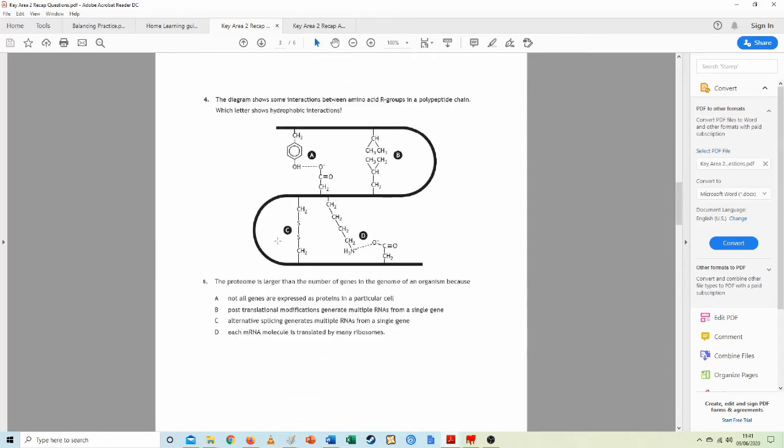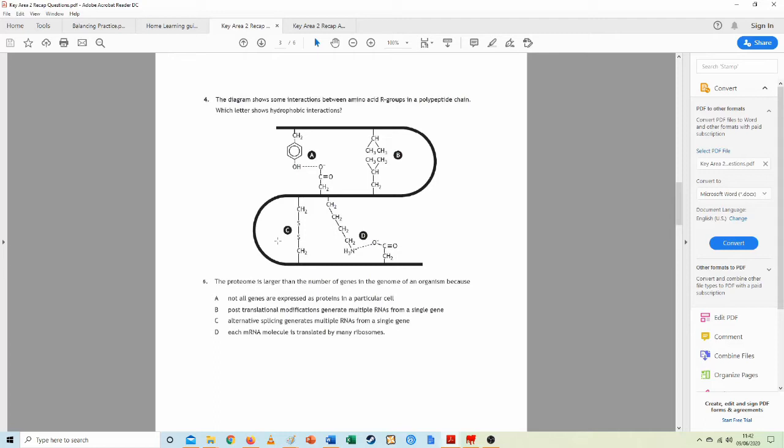Okay, 4, nice and diagrammatic. The diagram shows some interactions between amino acid R groups in a polypeptide chain. Which letter shows hydrophobic interaction? So if we've got hydrophobic, we have no charge. So A, that is showing the slightly positively charged hydrogen being attracted to the negative charge on an oxygen.